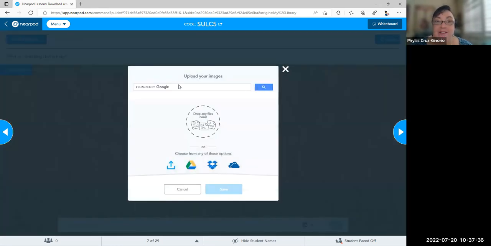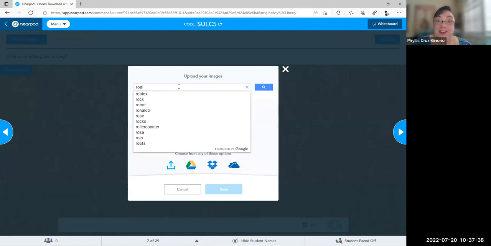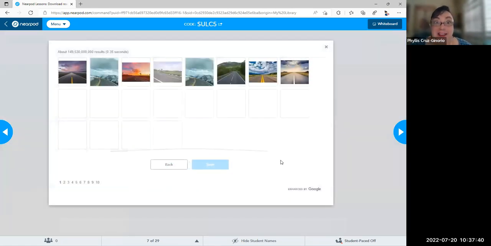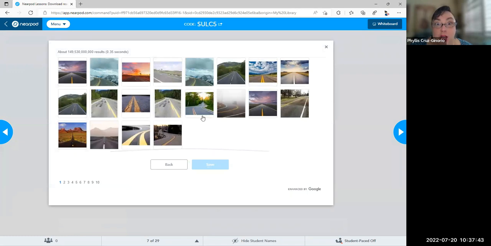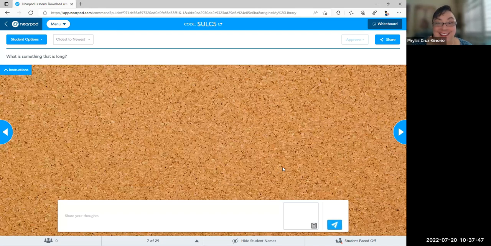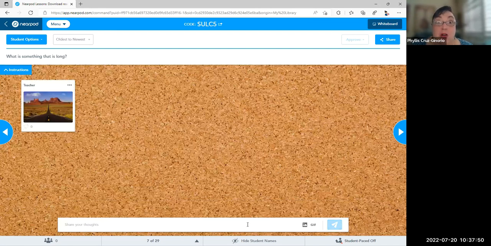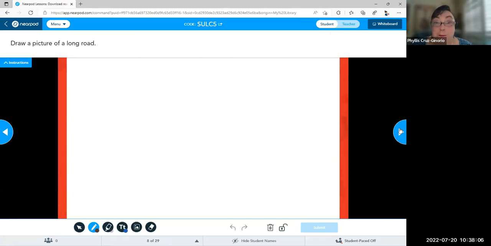Let's see if I can share with you a picture and you can guess what I'm thinking of that's really long. Oh, that's a good one. I like that one. It's a really long road. That's right. I'm even going to write the word road. Yes, a road is really long. Can you think of something else? Share with me something, an object, an item, something that you've seen that's really long. Okay. Can you draw a picture of a long road?